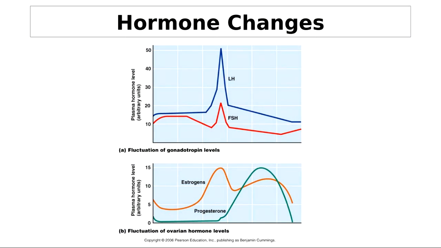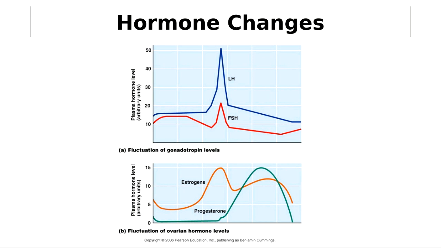So the first blank is FSH, that's follicle stimulating hormone. It stimulates the development of ovarian follicular cells and their secretion of estrogen. So it's going to stimulate the development of that egg, and in doing so, these follicular cells that are around the egg are going to be increasing in numbers. And as they increase in numbers, more and more hormones are secreted.